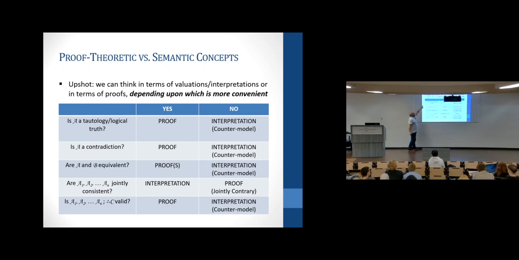So if some FOL sentence is a logical truth, we can show it by constructing a proof. If it's not, we can construct an interpretation where it's false. If a sentence is a contradiction, we can show it via a proof. How would we show that a single sentence is a contradiction? What would we do?